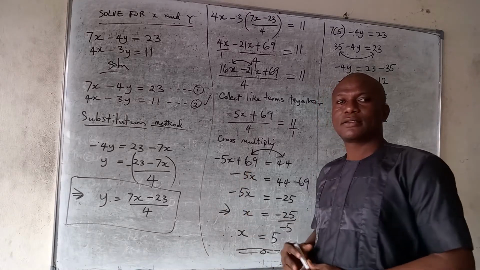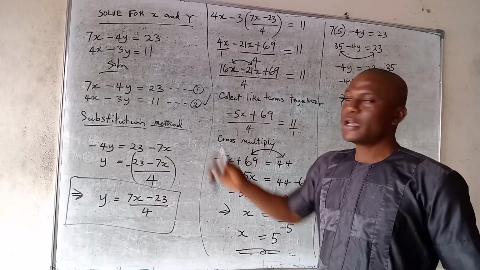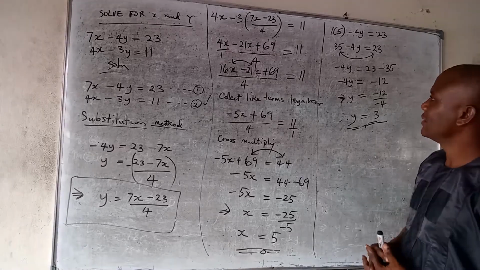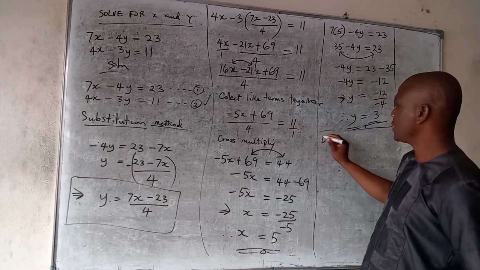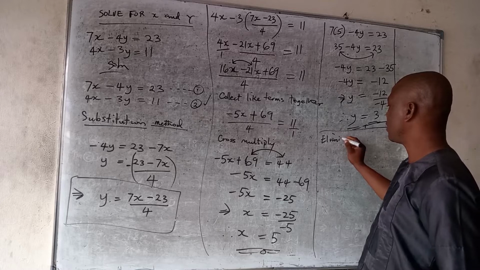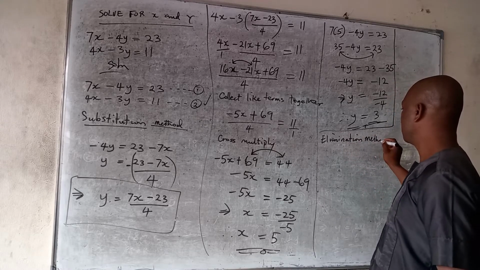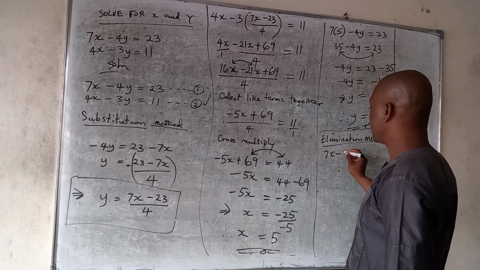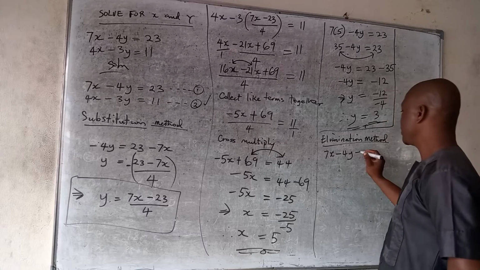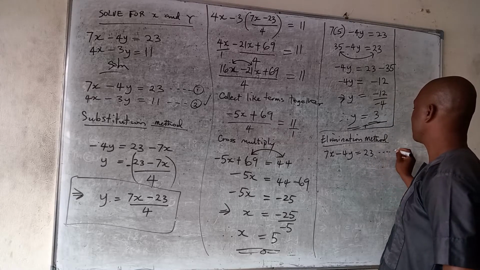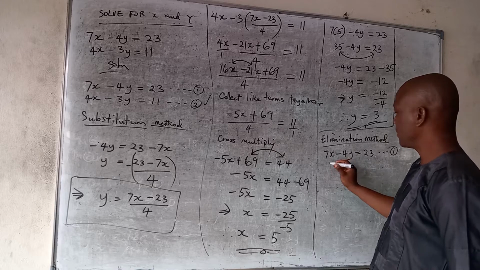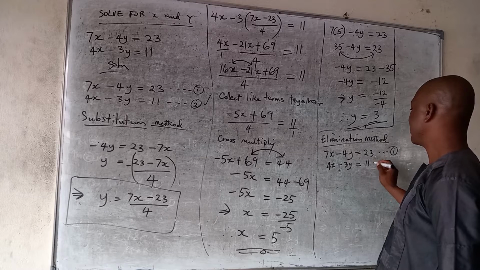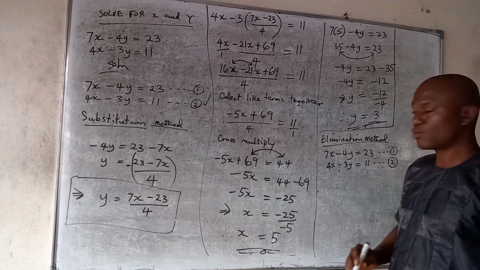Having gotten this, you could also employ the elimination method to arrive at the same answer. So let's employ the elimination method to solve the problem, and bring down our problem once more. 7x minus 4y being equal to 23, I have this as equation 1. And 4x minus 3y being equal to 11, we have this as equation 2.